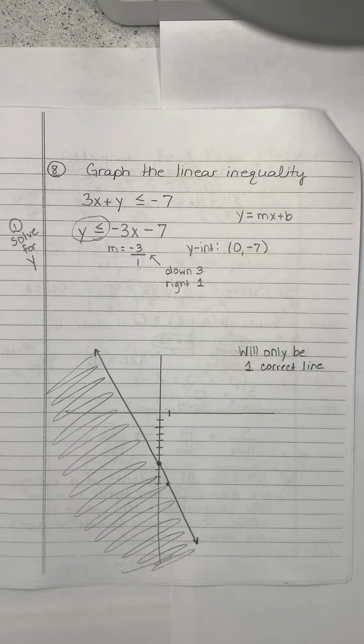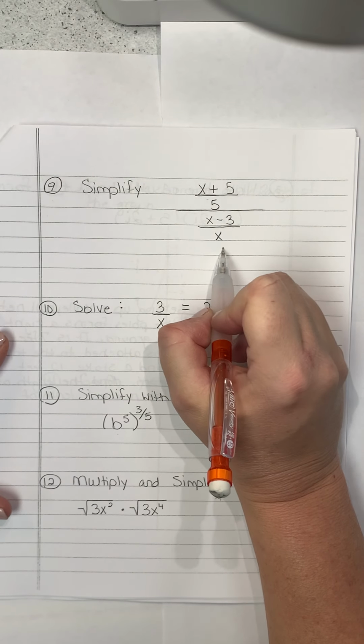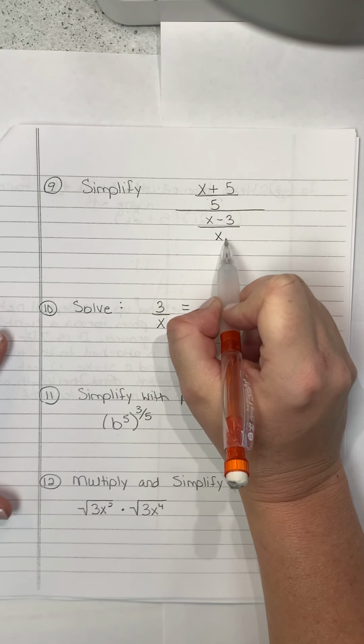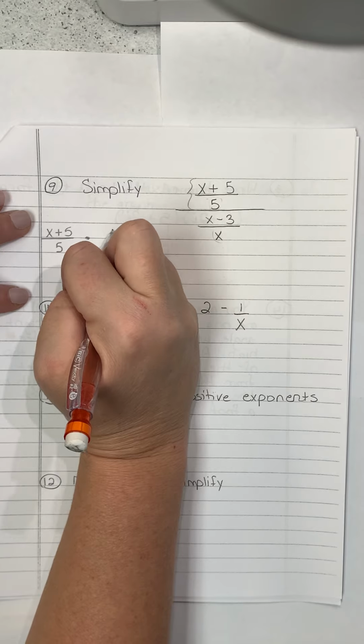All right, let's look at number 9. Okay, so number 9, all right, has a complex fraction. These 2 denominators are not the same, so I can't just cross them out. I'm going to have to do keep, change, flip. So I'm going to keep the top. Okay, change to multiplication, and I'm going to flip the bottom.